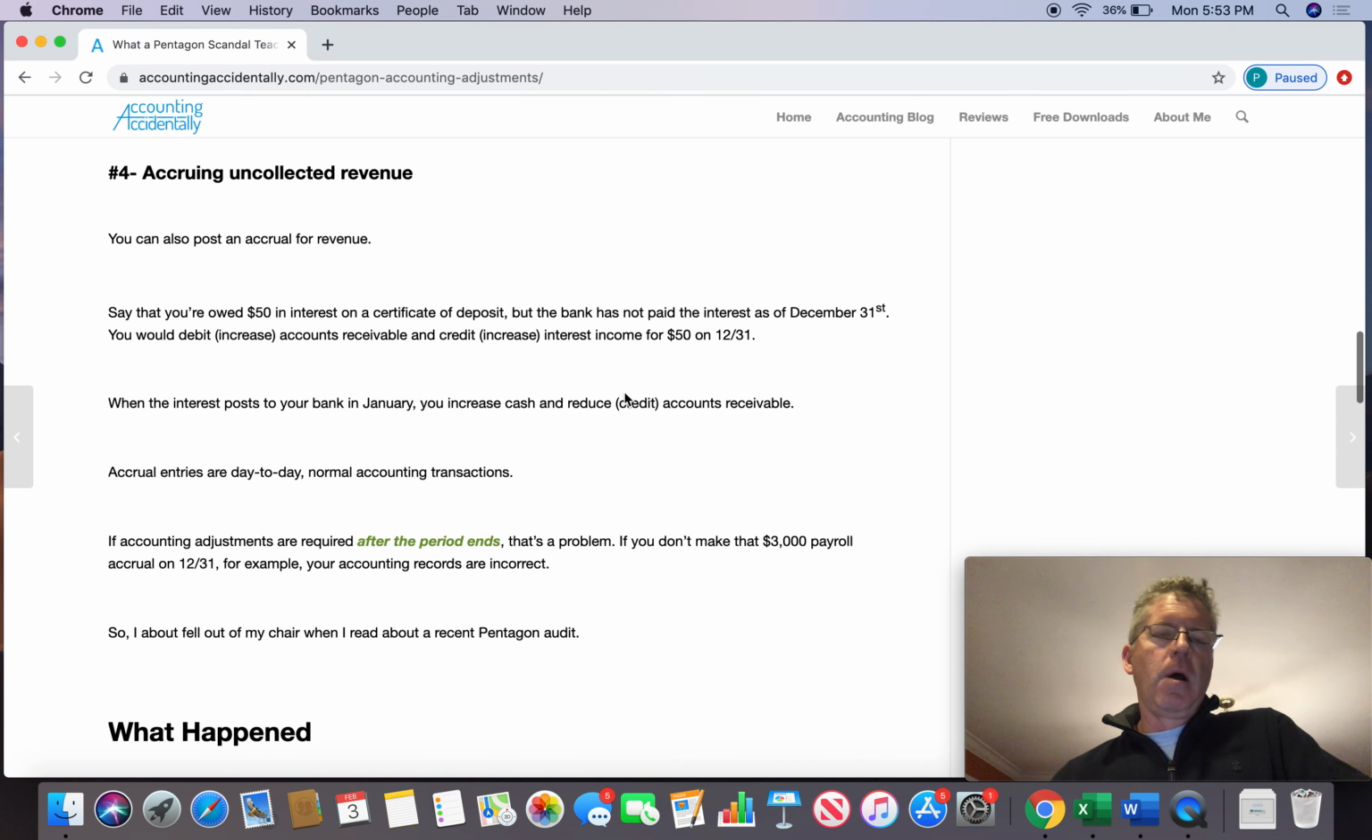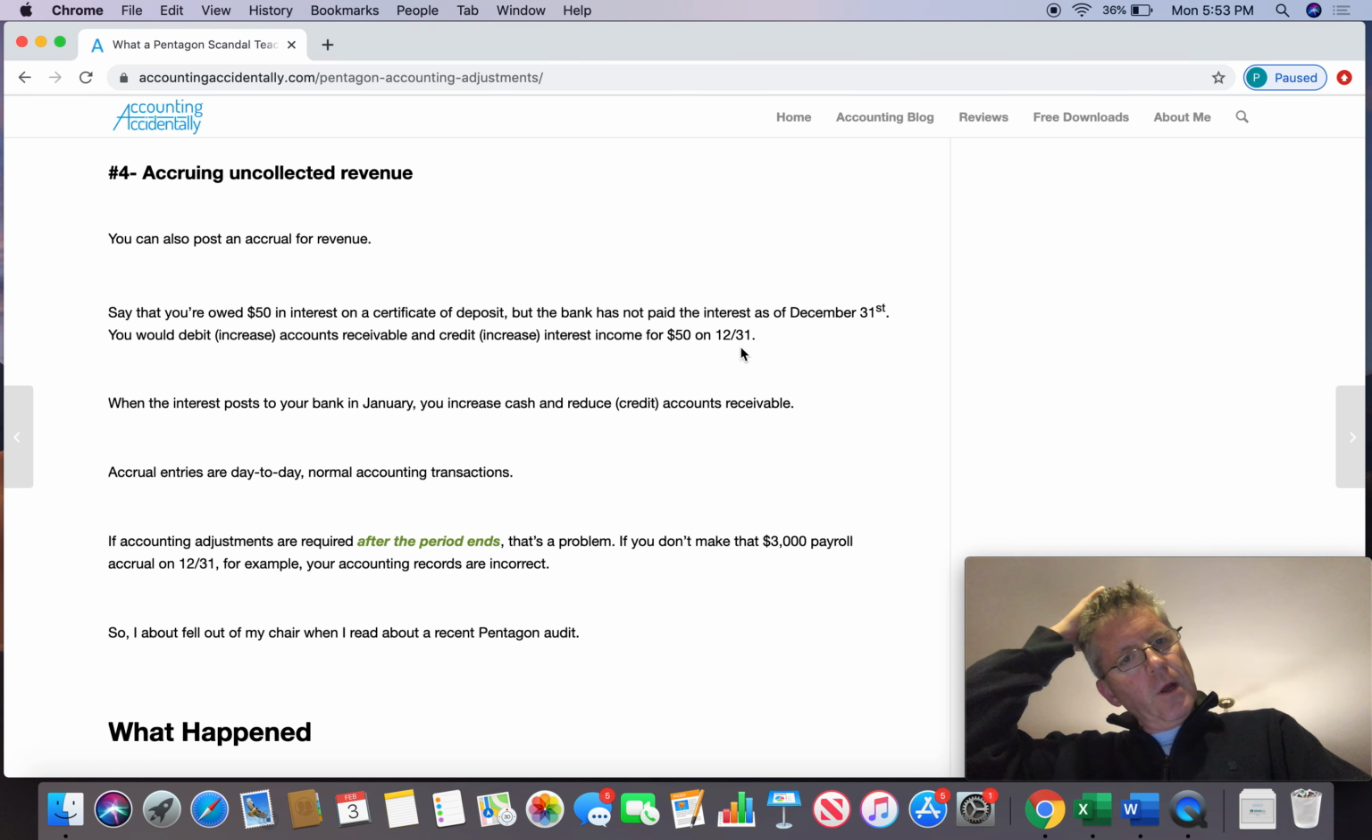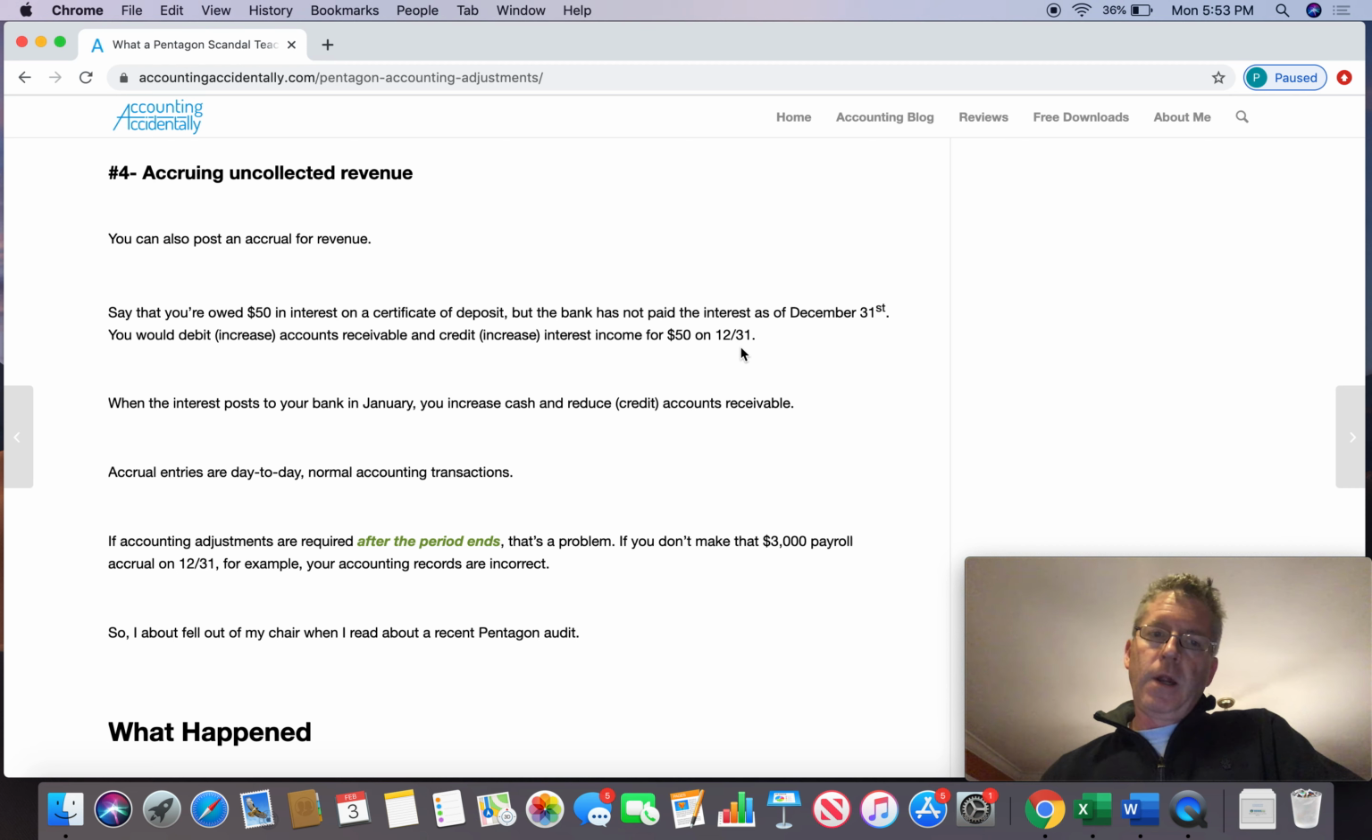And finally, accruing uncollected revenue. Let's say you're owed interest on a certificate of deposit, but the bank hasn't paid you as of December 31st. So what do you do in your accounting records? You debit to increase accounts receivable. You credit to increase interest income for $50 on 12/31. And one thing you'll notice here is that in each of the 4 cases, we are posting an entry to a balance sheet account and an entry to an income statement account.